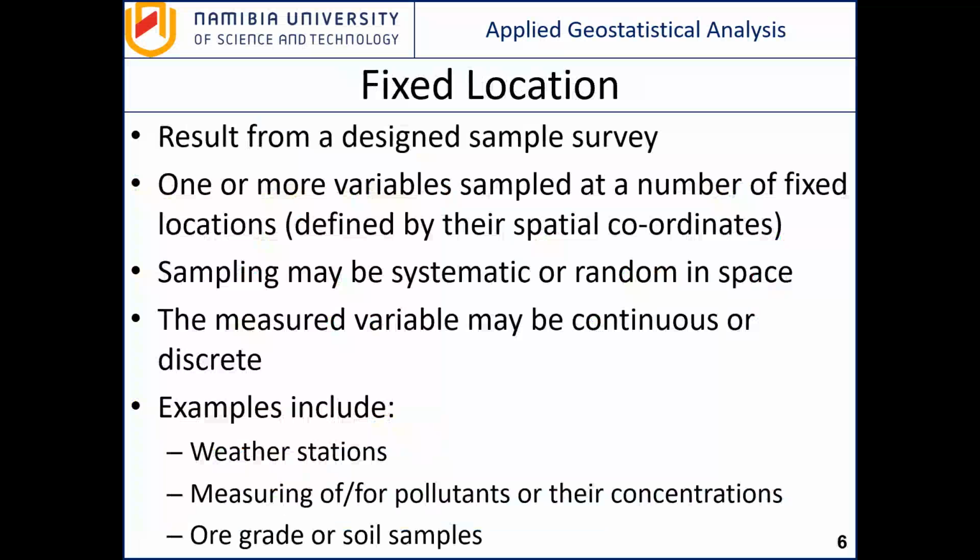Second type of data are fixed location. Normally, the spatial arrangement is the result of a sample survey. One or more variables are sampled at a number of fixed locations, and the type of sampling might be systematic or random, and the most important is the variable they measure. So normally you can assimilate this to the type of data which is collected by a sensor. You have a sensor of temperature, a sensor of pollution, or sensors that measure a specific nutrient in the soil, and so weather stations.